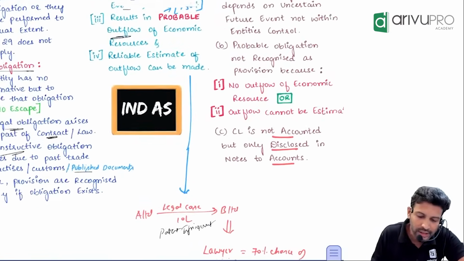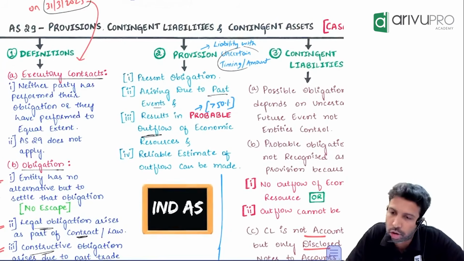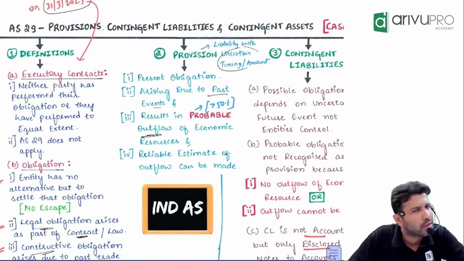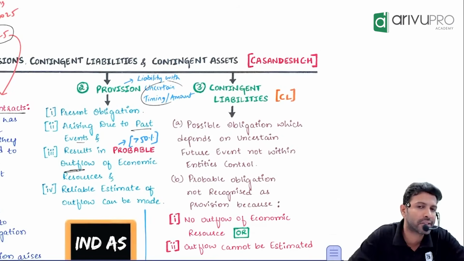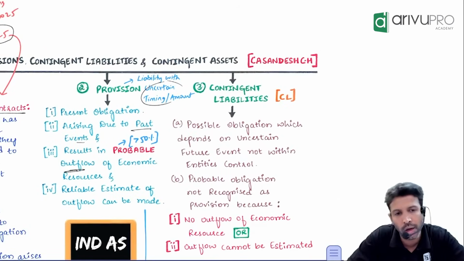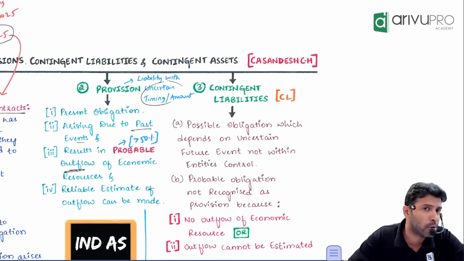So if all these conditions are satisfied, we will pass the journal entry for provision in our books. What journal entry? The journal entry for any provision is the same. P&L account debit to provision. If it's provision for warranty, we will say P&L account debit to provision for warranty. If it is for damages, P&L to provision for damages. If it is provision for DBO, P&L account debit to provision for DBO. What is DBO? Defined benefit obligation. We studied AS 15 yesterday.